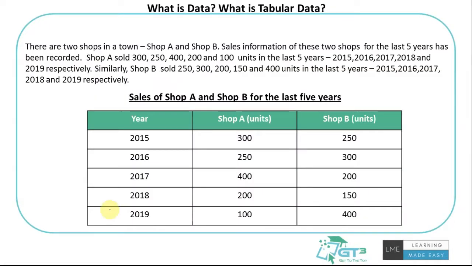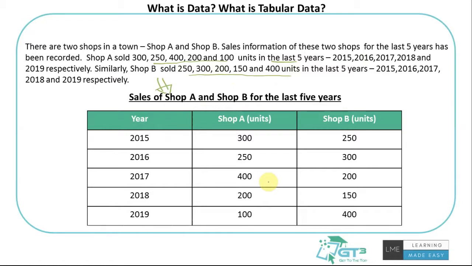So if you have been following this series, we have talked about a story of a town with two shops, a piece of information being given about their sales. Shop A sold 300, 250, 400 in the last 5 years, 2015 to 2019. Similarly for shop B also, the number of units sold over the same 5 years has been given. We convert this piece of information into tabular form like this. So using this piece of information, let's go ahead.